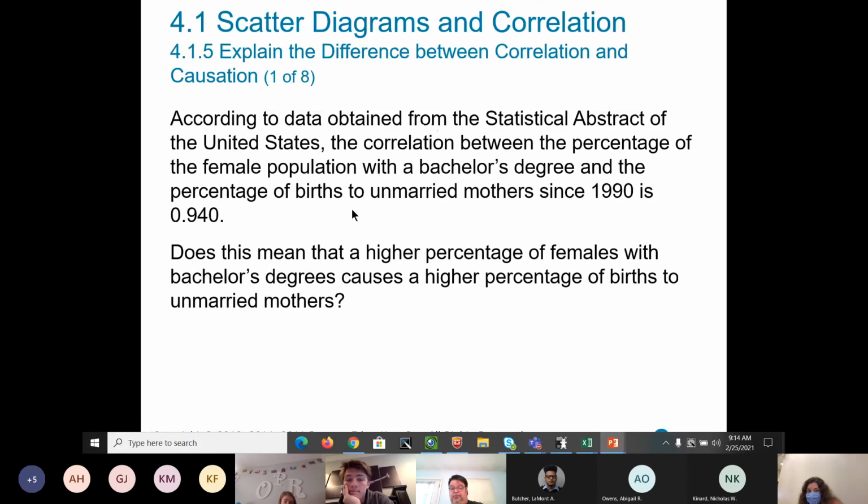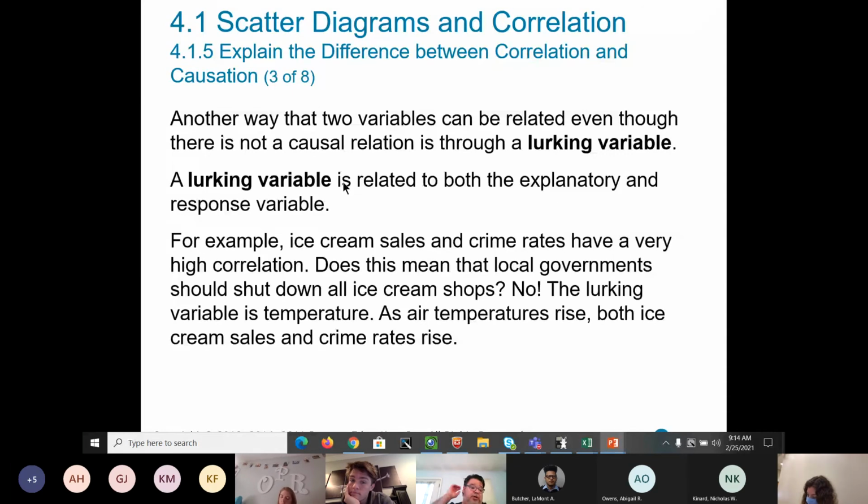Lurking, write this down. Write down lurking variable. And I'm going to give you an example, if I haven't already, of what a lurking variable is.